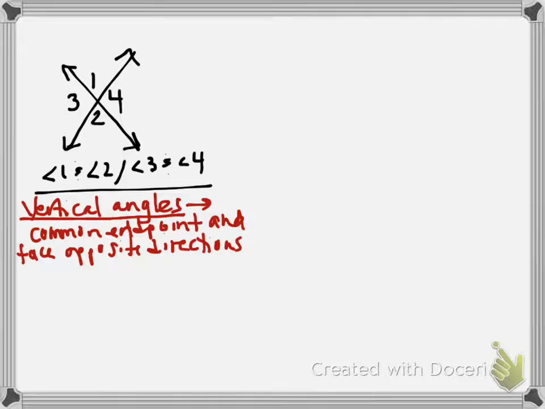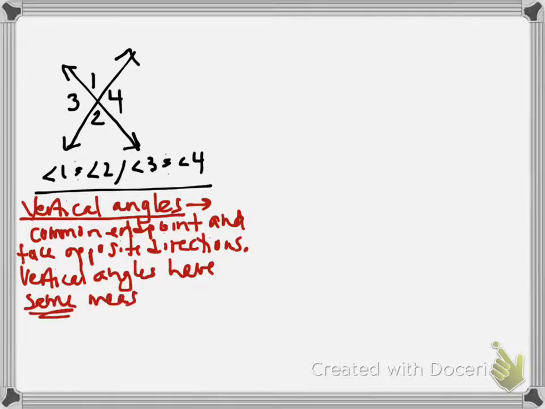The other thing about vertical angles is that they are congruent to each other. So vertical angles have the same measure. You're going to need to know that in order to do calculations on homework tonight. So angle 1 has the same measure as angle 2. Angle 3 has the same measure as angle 4. But angle 1 and angle 3 are not vertical angles.